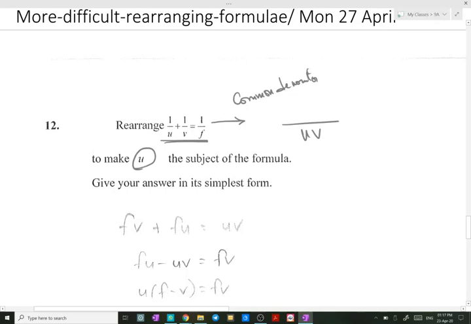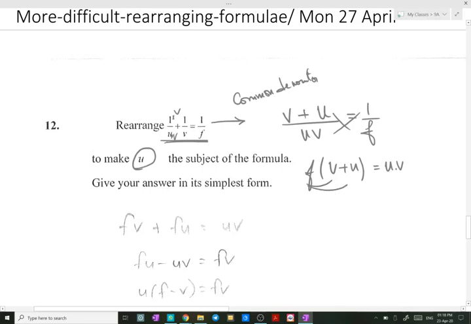What did we do to u so that it became u times v? We multiplied it by v. Whatever we do to the denominator, we do to the numerator, so it's v times 1 is v, plus the same thing. In order for v to become uv, we multiplied it by u, so whatever we do to the denominator, we do to the numerator, so we get u times 1 is u, which is equal to 1 over f. Now we cross multiply and we continue. You have f times v plus u, which is equal to u times v.